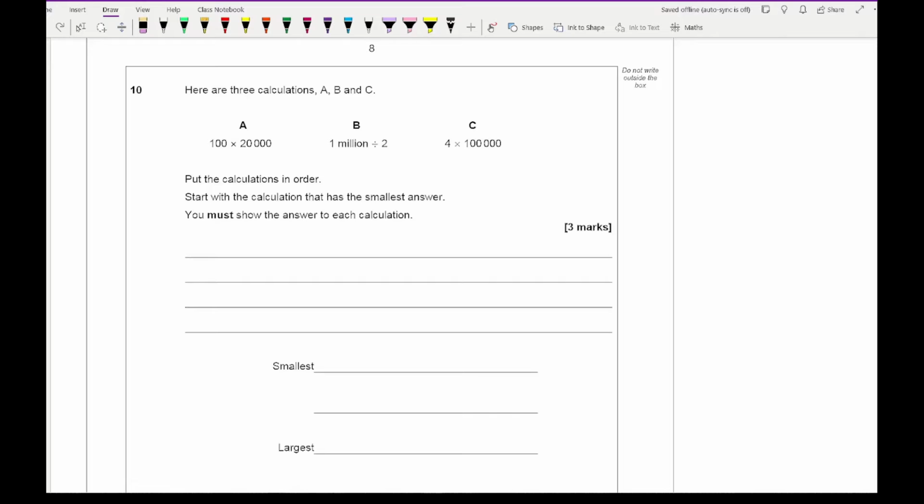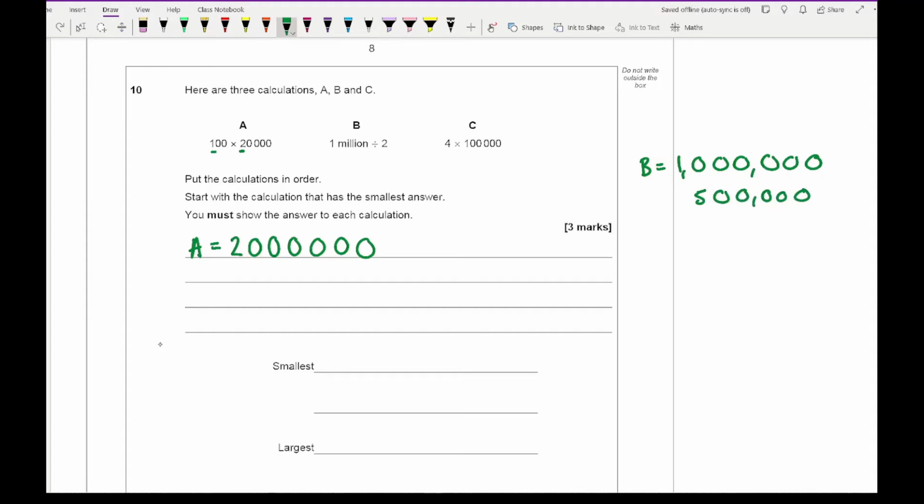So in terms of A, let's get a pen, not writing with a rubber. So A, I've got 1 times 2, which is 2, and then I can just add the number of zeros. So I've got 2 plus 4, so that's 6 zeros. So 1, 2, 3, 4, 5, 6. Now for B, if I just write it on the side, 1 million is 6 zeros. So if I halve 1 million, I'm going to end up with half a million, so that's going to be 500,000. So B equals 500,000.